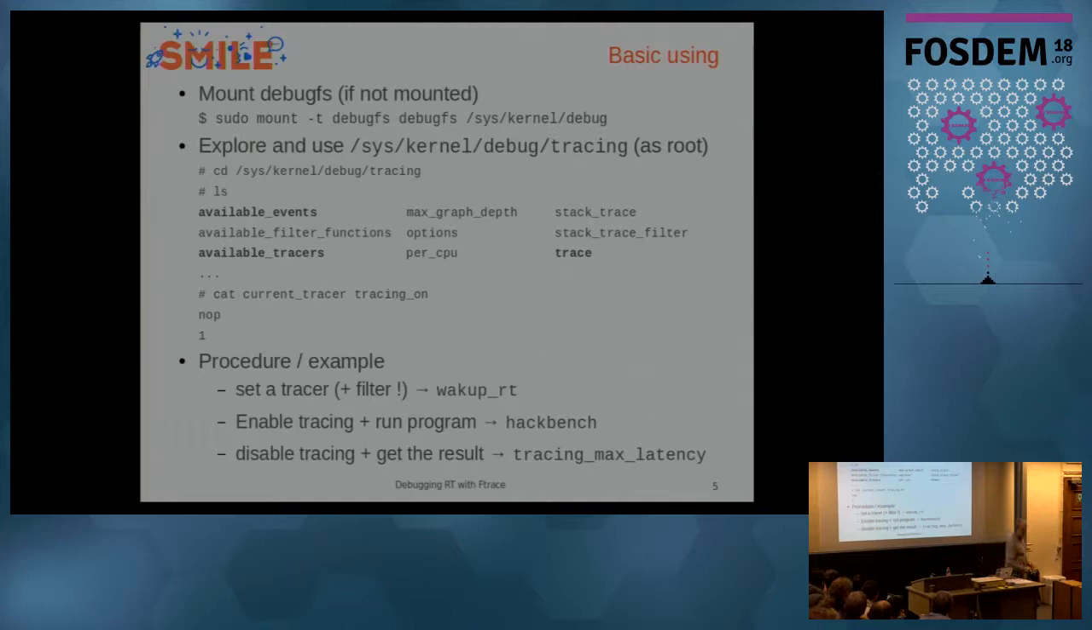I'm not the author. So the procedure is quite simple. You set a tracer and a filter, for example wakeup_rt. You enable tracing, you run a program, for example Hackbench, which is a program to generate load on the system. You disable the tracing and you can get the result, for example tracing_max_latency.